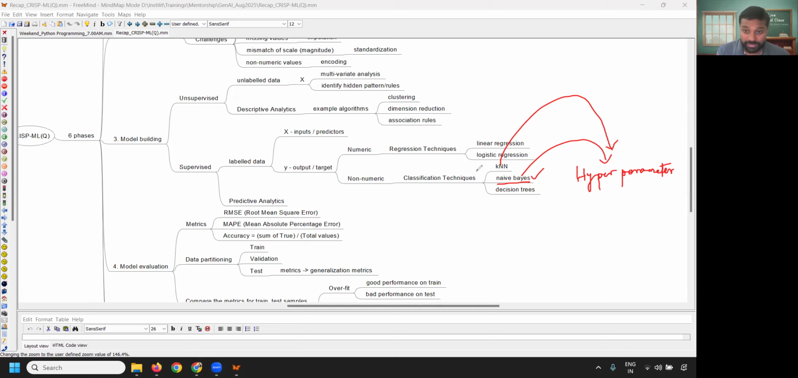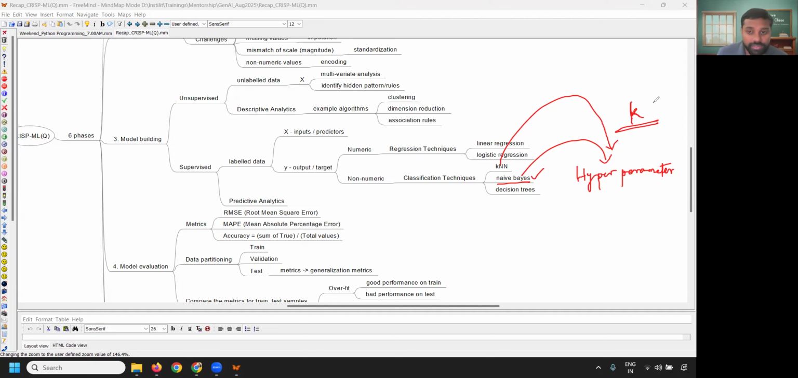In KNN, K is the hyperparameter, right? We have to find out what is the best K. How many neighbors should I consider for getting appropriate predictions? So we experiment with different values of K, isn't it? So K becomes a hyperparameter, and the distance metric becomes a hyperparameter. Euclidean distance could be used, Manhattan distance could be used, cosine distance can be used. Absolutely, that's right.